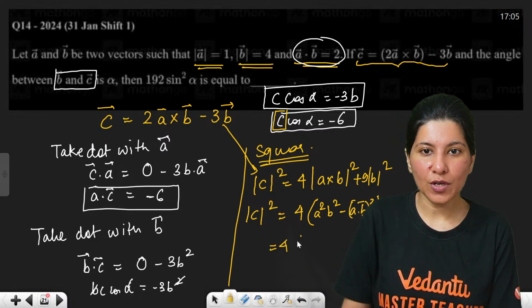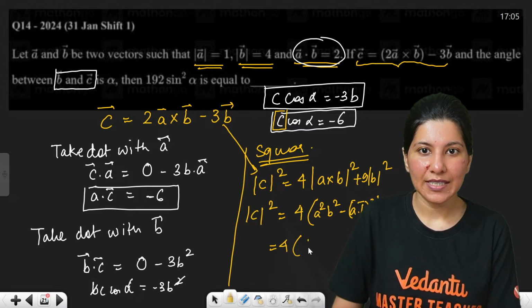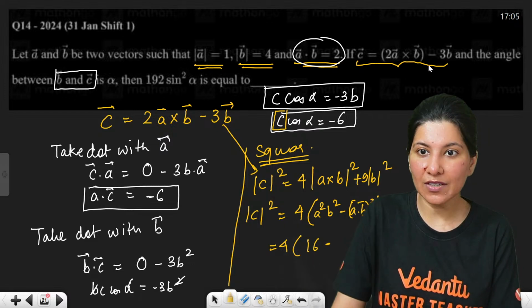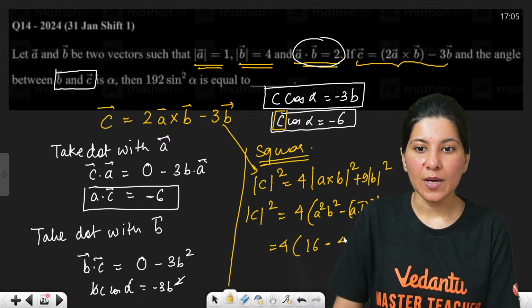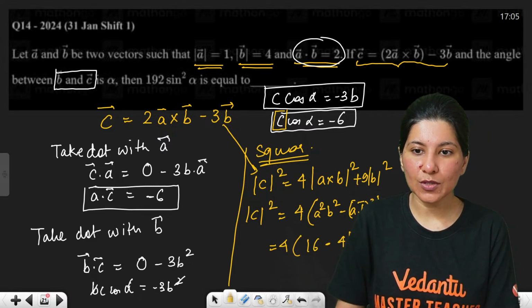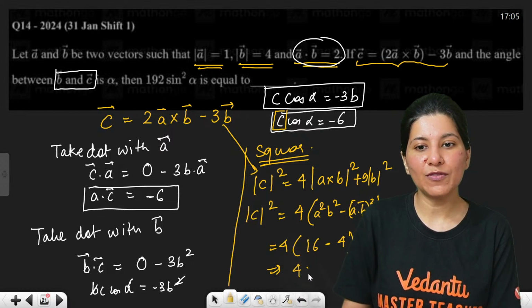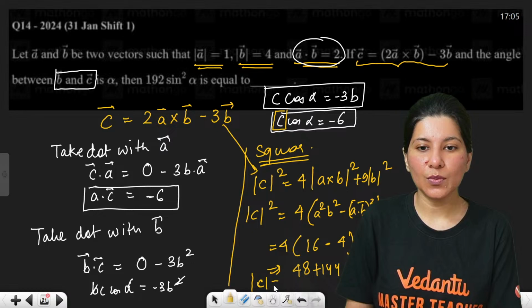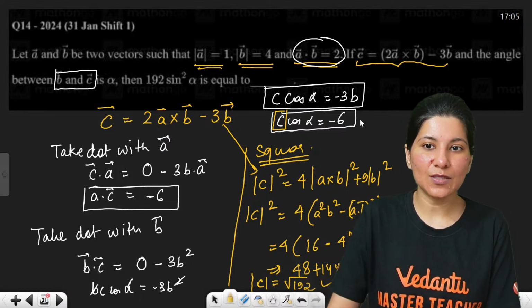So this is 4 times (A square B square, which is 16, minus A dot B whole square). Where is A dot B? It is given right there in the question: A dot B is 2, so minus 4. And this is going to give you 9 B square, so plus 9 into 16. Correct? So this is 4 into 12, 48, plus 144. So the magnitude of C square we are getting is 192.